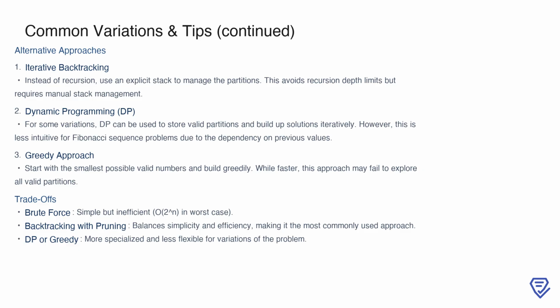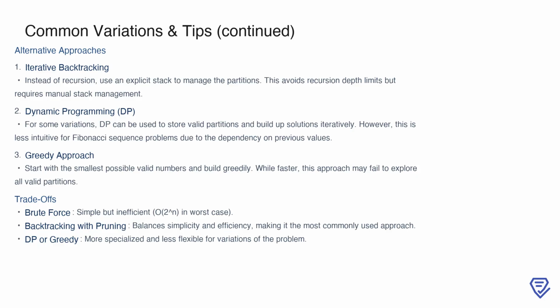Iterative backtracking, for instance, replaces recursion with an explicit stack to manage partitions. This avoids issues with recursion depth limits, though it does require you to handle the stack manually. Another option is using dynamic programming, which could store valid partitions and build solutions iteratively. However, DP is generally less intuitive for Fibonacci sequence problems due to the dependency on previous values. A greedy approach is another possibility, where you start with the smallest valid numbers and build the sequence greedily. While this can be faster, it has the drawback of potentially missing valid partitions because it doesn't explore all possibilities. Each approach comes with trade-offs.